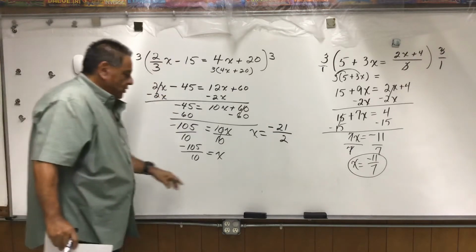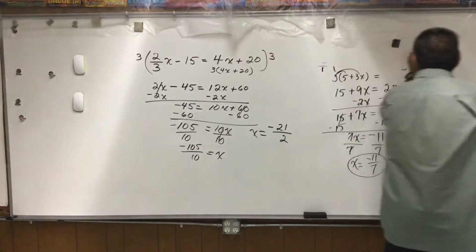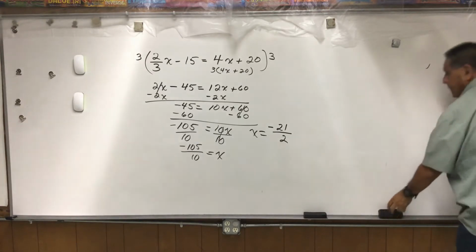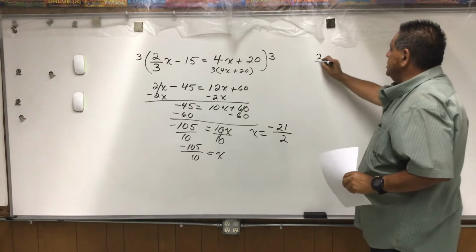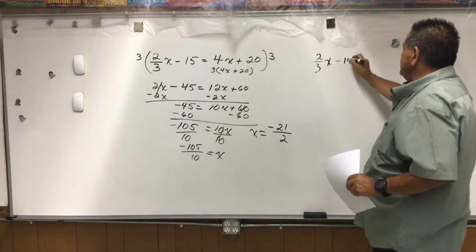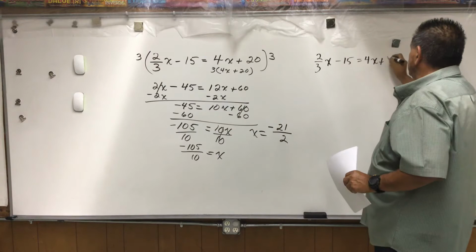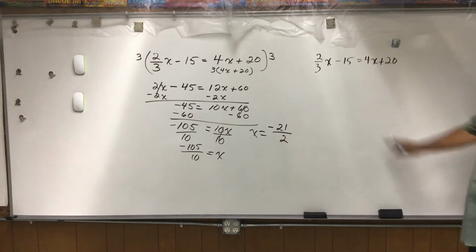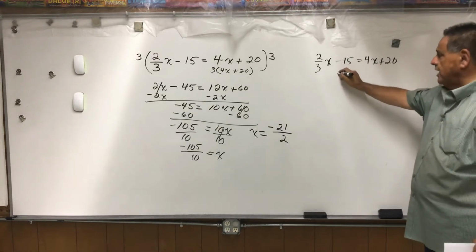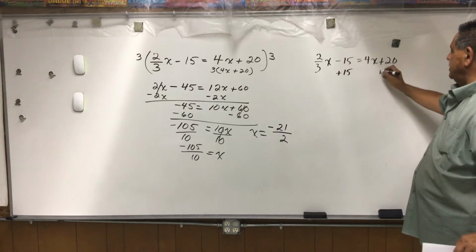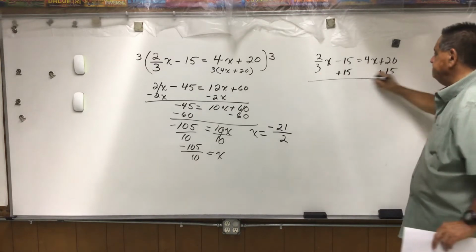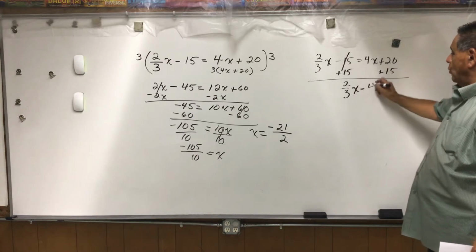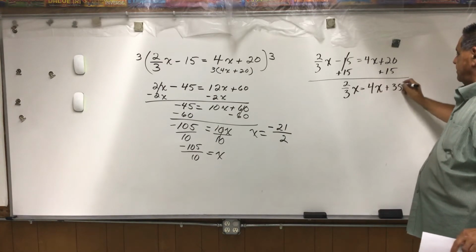Now, let me show you this one more way and see which one makes it easier for you. So take the same problem, 2/3 x minus 15 is equal to 4x plus 20. Now let's say you did not eliminate that fraction and go, okay, you know what? I'm going to move this 15 over. That's fine. You can move the 15 over by doing its opposite. Very good. So you have 2/3 x is equal to, well, we have the 4x plus 35.